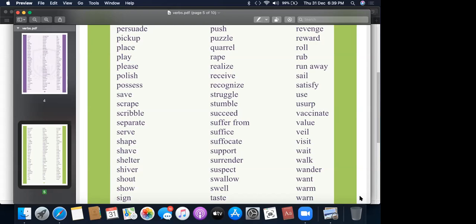I should testify. Should I testify? I shouldn't testify. Next. I should raise a ticket. Should I raise a ticket? I shouldn't raise a ticket. Very nice.